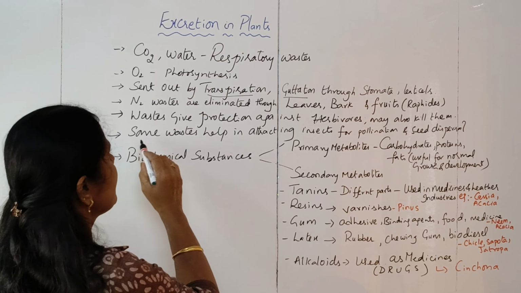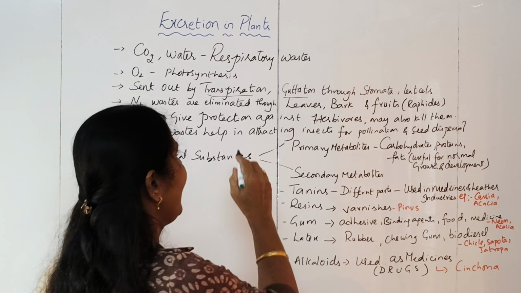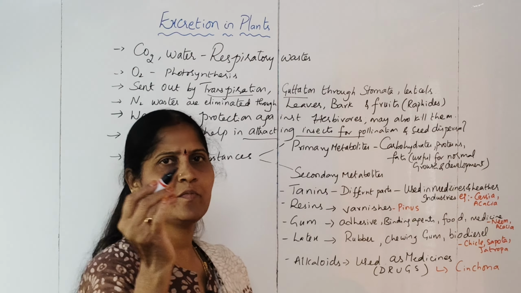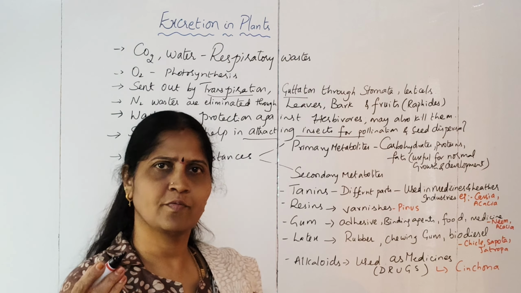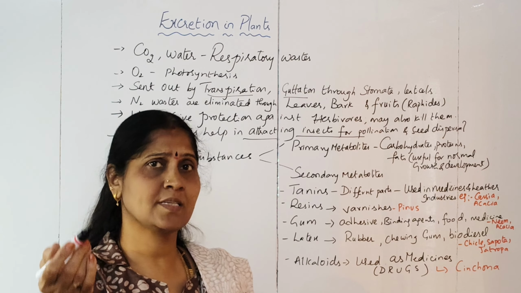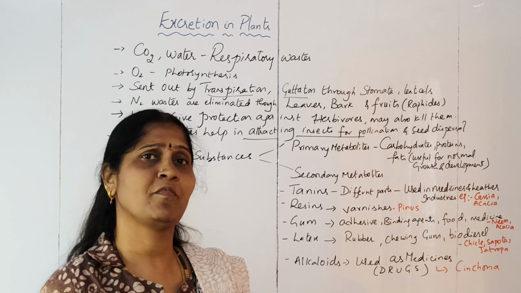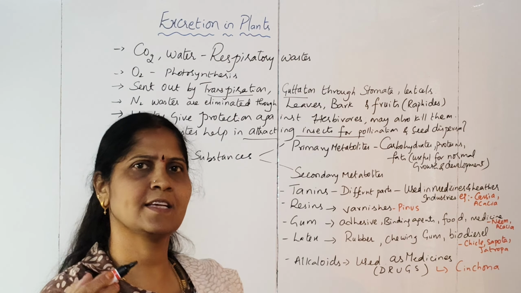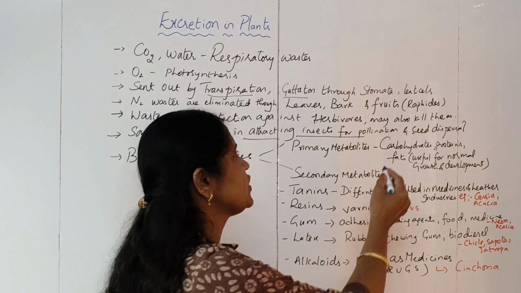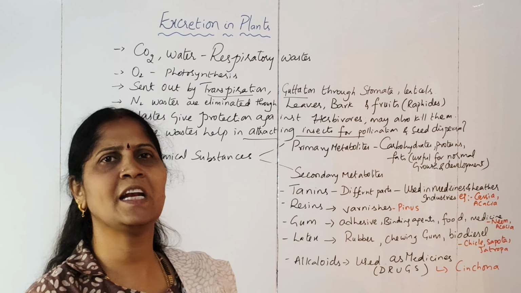Then next, some of the wastes also help in attracting insects for pollination. We know that by the process of pollination only, seeds are getting formed in the case of plants. This is possible because of some of the wastes which are released through the flowers, which will be attracting insects for pollination. And also it will be helping in the process of seed dispersal.